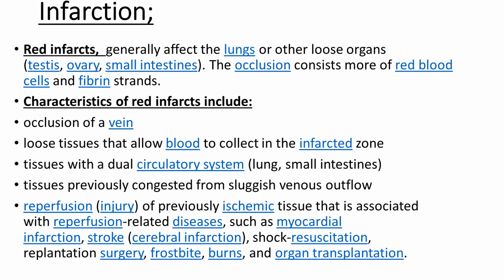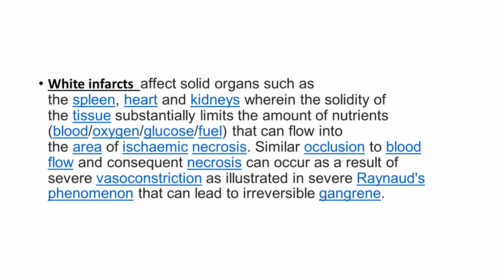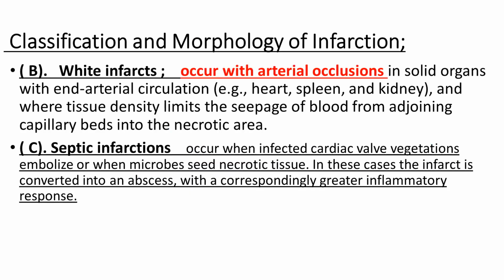Red infarcts affect the lung and other loose organs like the testes, the ovaries, and the small intestine, where occlusion leads to hemorrhage. The white infarct affects solid organs such as the spleen, heart, and kidney, wherein the solidity of the tissue substantially limits the amount of blood that can flow into the area of necrosis. White infarct with arterial occlusion.